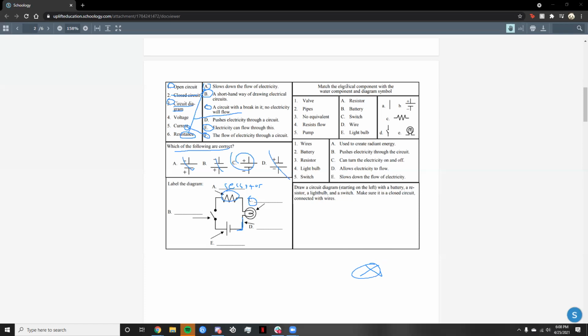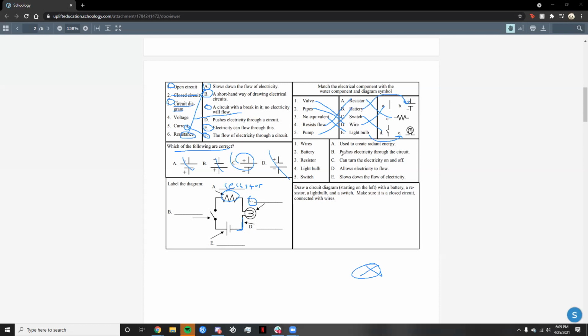Match the electrical component with the water component and the diagram symbols. So the valve is the same thing as a switch. And the symbol for switch is D. All right. Now pipes. Pipes are like wires and wires are A. No equivalent is light bulb and light bulb is E. Resist flow is resistor. Resistor is C. Pump acts as the battery and the battery is B. Like that. Y'all see that?